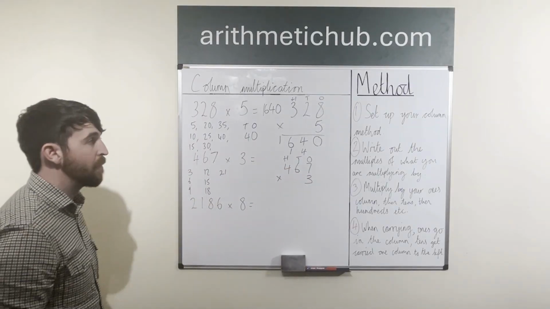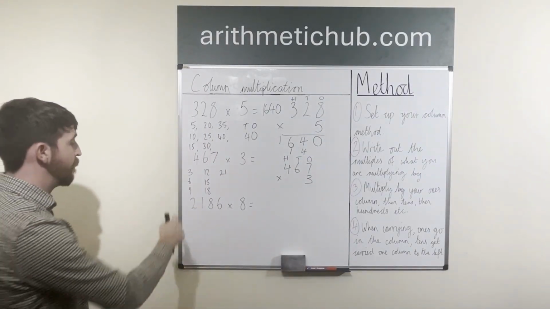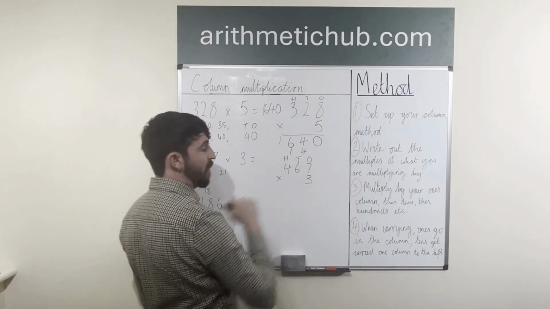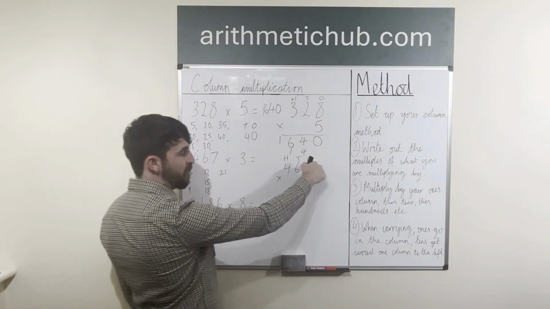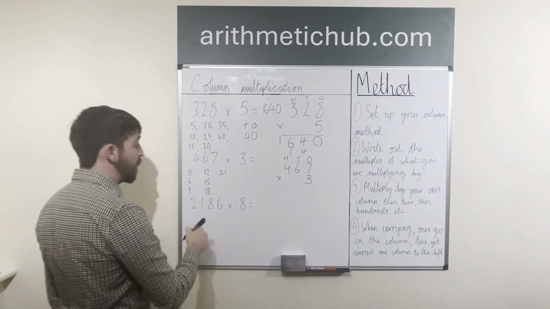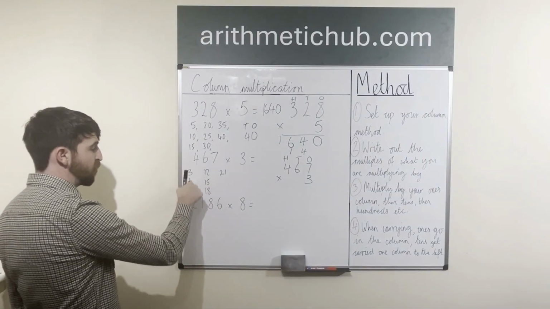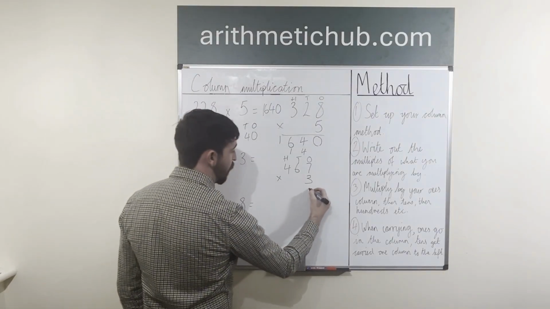Let me check that I've done everything in my method so far. Have I set up a column method? Yes. Have I written out the multiples of what I'm multiplying by? Yes. The third part says multiply by your ones column, then the tens, then the hundreds. So I'm going to start with my ones column. 7 times 3 is going to give me 21. Let's just check it. 1, 2, 3, 4, 5, 6, 7. 7 times 3 is 21.